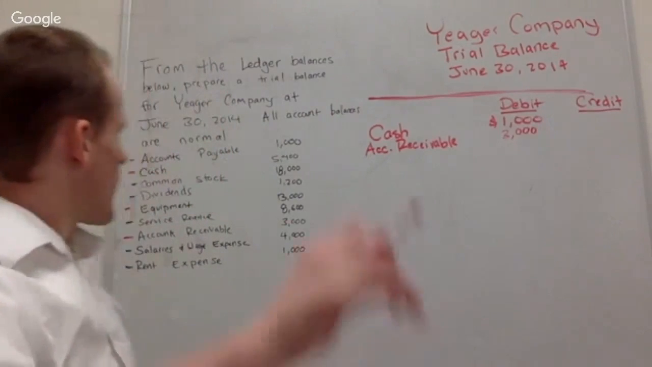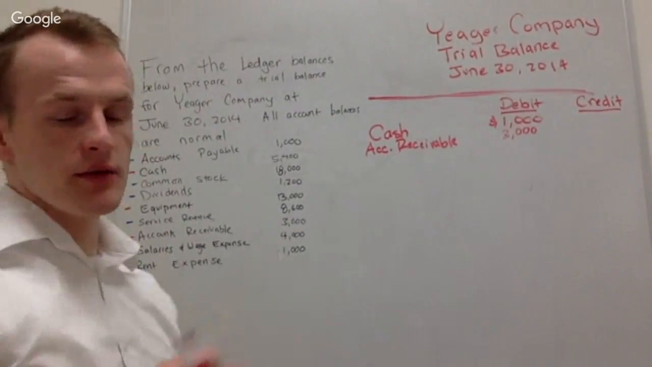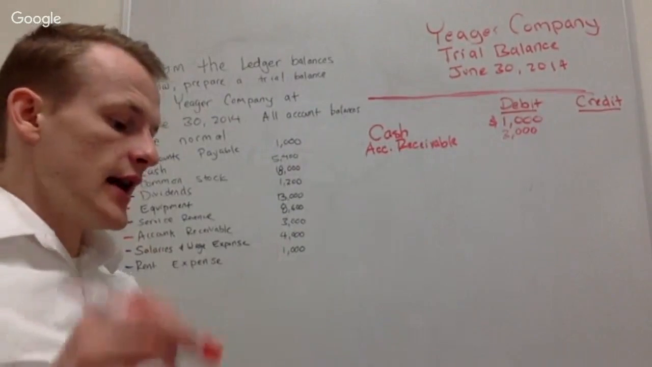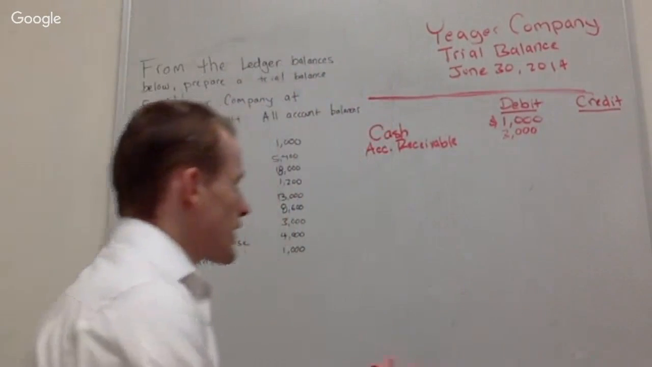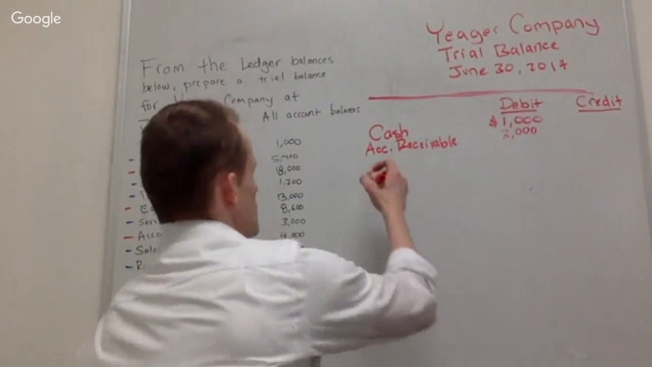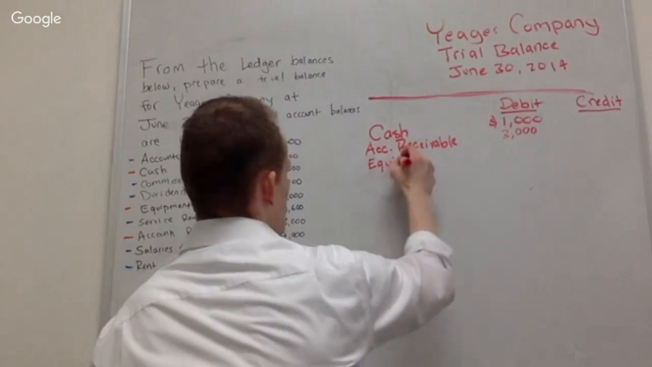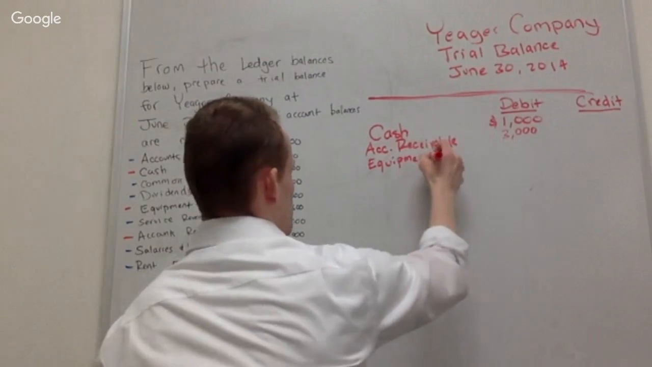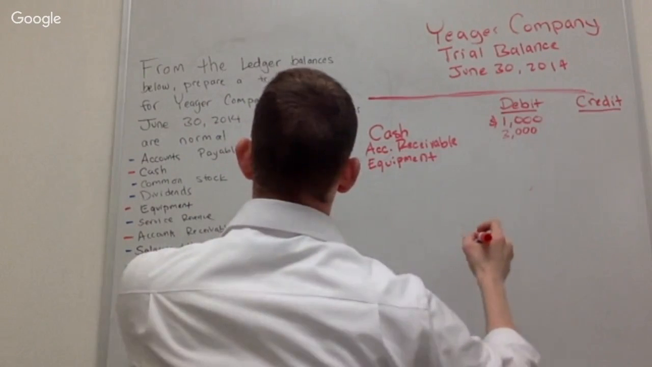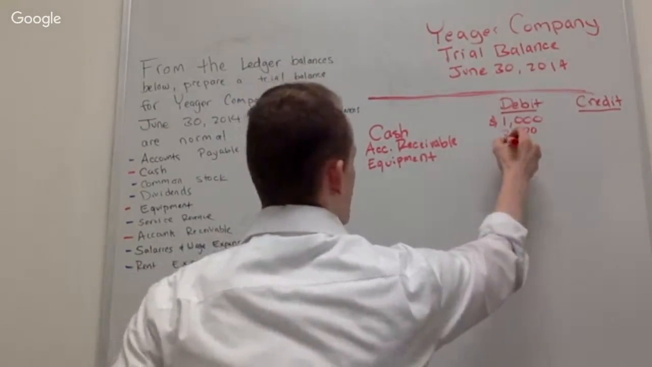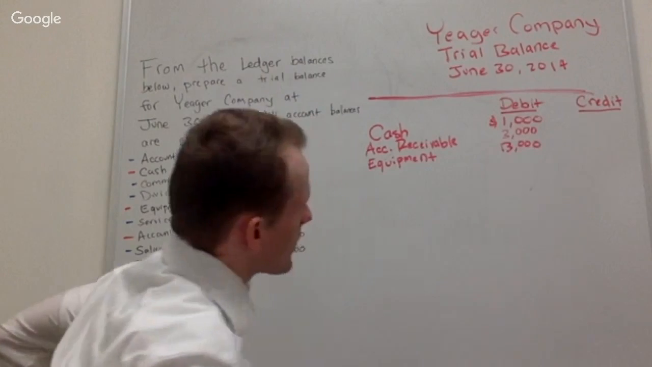And then lastly, we have our last asset, which is going to be equipment. And the question we need to ask ourselves again is it increasing or decreasing our asset? And the answer is it is increasing. So we'll go ahead and write our equipment up here. Hopefully I have enough room at the end of this. So our balance on our equipment is 13,000. So we'll go ahead and write 13,000 up there.